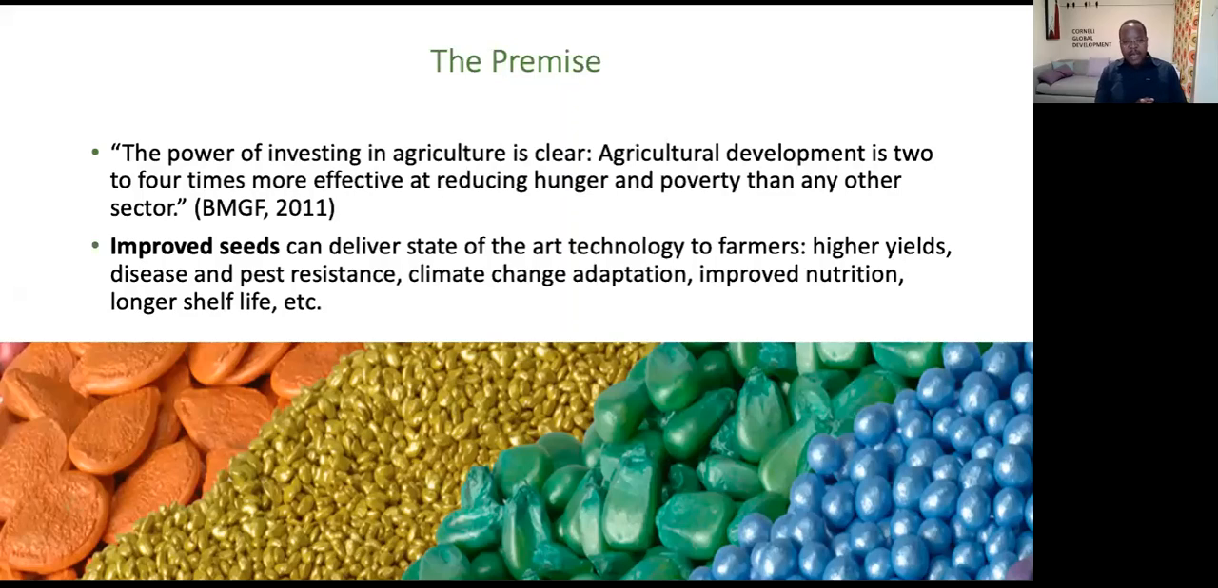Secondly, I would like to say that improved seed can deliver state-of-the-art technologies, like I've been saying, to farmers. These things include higher yield, disease and pest resistance, climate change adaptation, improved nutrition, such as vitamin E fortification, biofortification, and also, in some cases, longer shelf life. All these things are attributes that breeders can integrate when they're looking at the needs that farmers are facing, and they can encode this information inside that little kernel of seed.